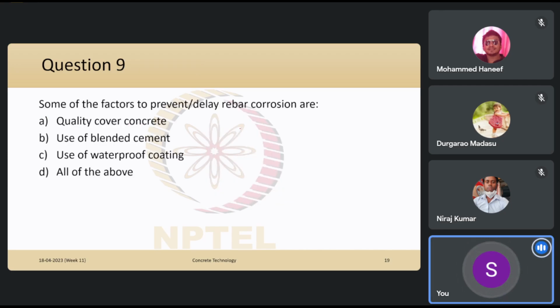Okay, question number 9 is, what are some of the factors that can prevent or delay rebar corrosion? The options are the quality of the cover concrete, the use of blended cement, the use of waterproofing coating, and all the above.